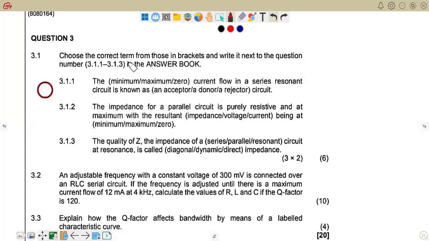Question number 3.1 says choose the correct term for those in brackets and write it next to the question number. The maximum current flow in a series resonance circuit is called an acceptor circuit. So it's called an acceptor circuit. That's what we have there.